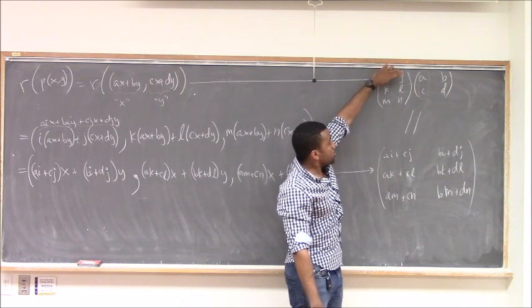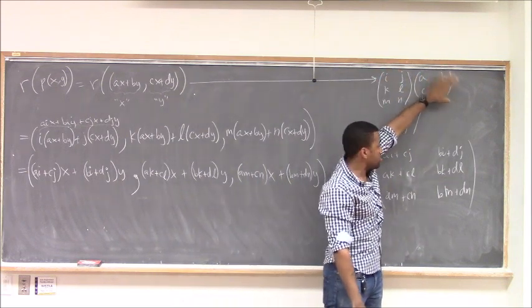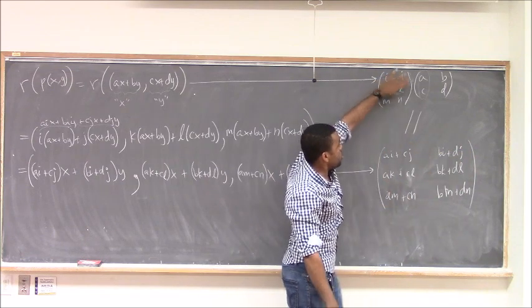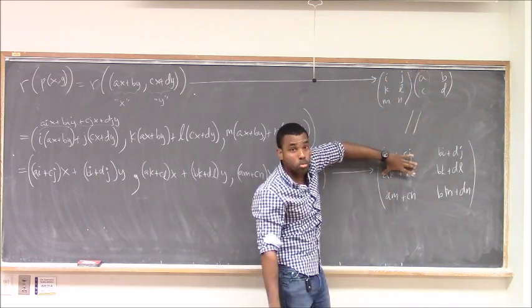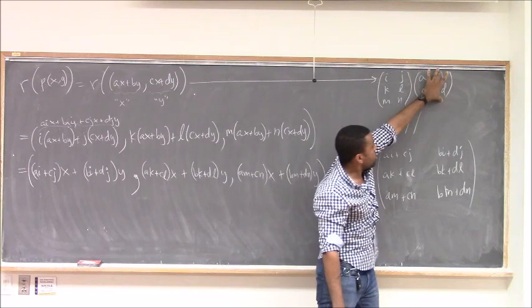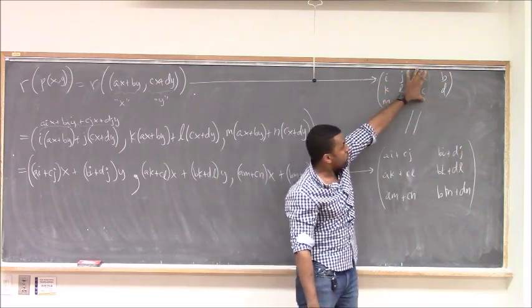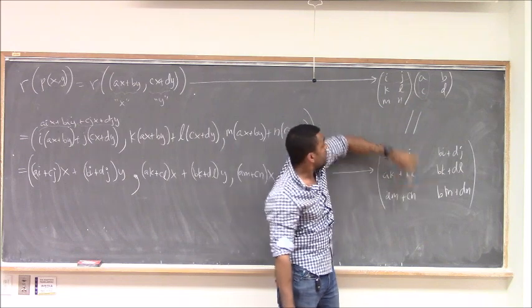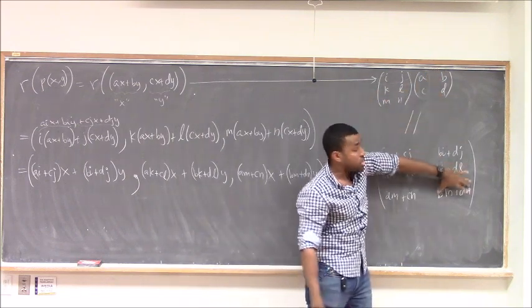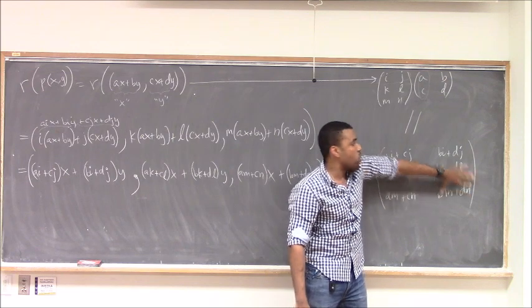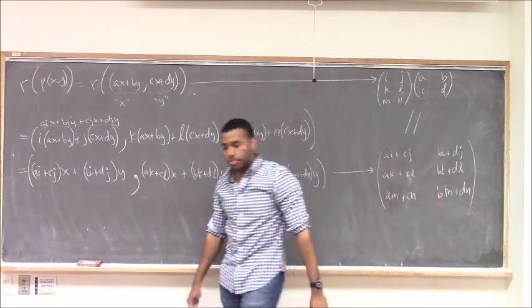If I take the first row and I dot product with the second column, I get this component here. If I take the second row, dot product with the first column, I get this component. Second row, dot product with the second column, I get this component. Third row, dot product with the first column, I get this component. Third row times the second column, I get this component. So I can actually describe this weird formula in terms of dot products.